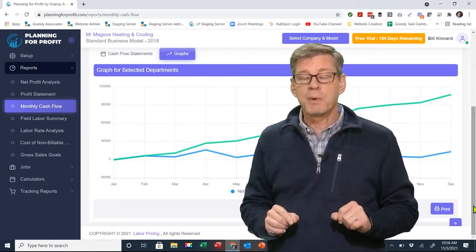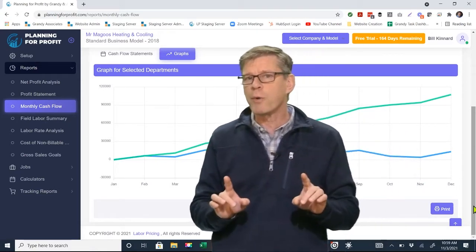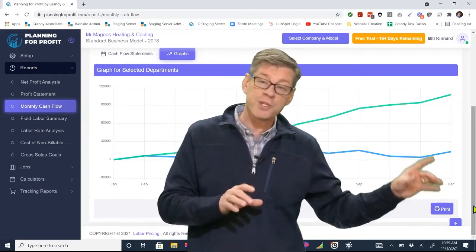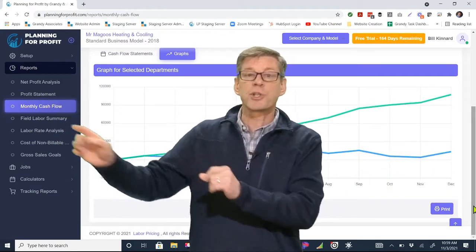Track your cash flow on a month-to-month basis, plan as you go forward, and make sure that you're carrying over the profits from the previous year that we see to cover the slow months in the next year.